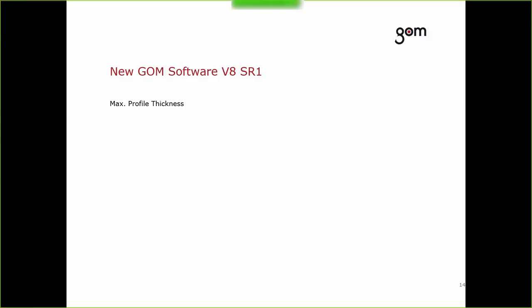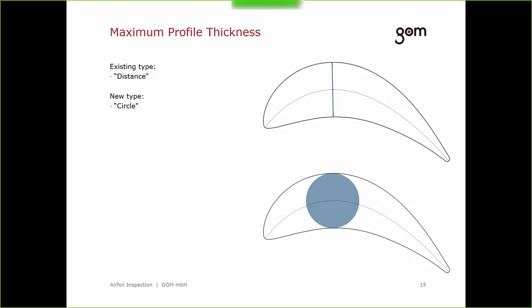So now let's have a look at the maximum profile thickness. In V8 SR1, the functionalities related to the maximum profile thickness have been improved and extended by a new type of calculation. In addition to the pre-existing distance type, in V8 SR1 we introduced the new circle type.